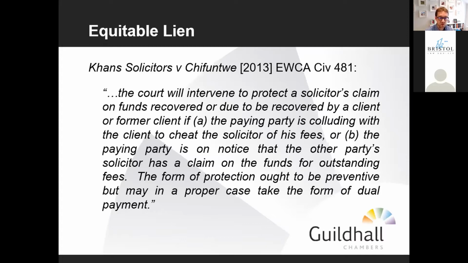The only slight gloss just to add on that is the £13,000 was all the Home Office could be ordered to pay for a second time, because Mr. Chifuntway still had capacity to settle the claim for an amount that he saw fit. So Khans couldn't put themselves in a better position in terms of how much money was payable, but the amount of money payable having been set, equity could order a double payment if the money hadn't been paid where it should have been paid, to enable Khans to exercise their lien.